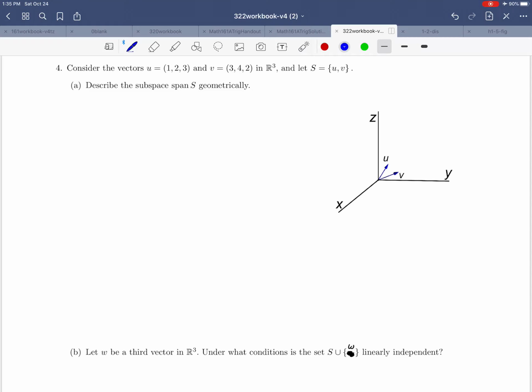Hello everybody and welcome to exercise 4 on page 27 here. This exercise that we're about to work through is going to lead us to a theorem on the next page. Let's read this and work through it together.